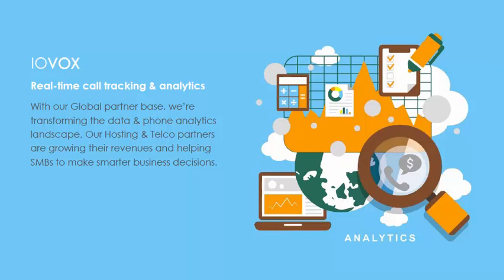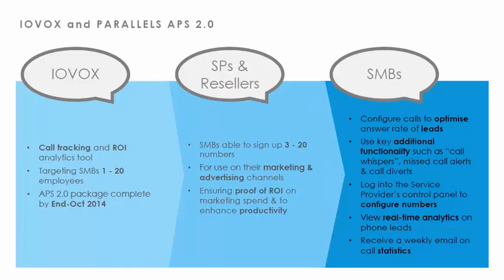But quickly I'd like to introduce our business before we move into the actual demo of the platform. On this slide you can see what iovox can do for service providers and how this ultimately benefits the SMB. But in a few words really, iovox is a simple call tracking and analytics tool which is focused on SMBs. It's available in easy-to-activate bundles which include trackable numbers and minute credits. iovox proves the return on investment of SMB marketing spend and enhances SMB productivity.